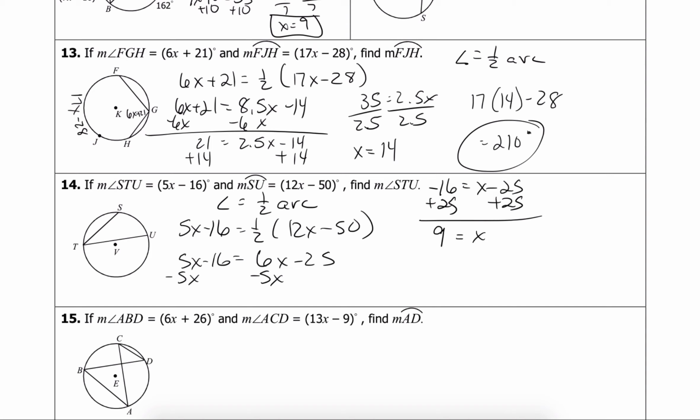Okay, so then this time I'm finding the angle. So I'm going to put that back into the 5x minus 16. 45 minus 16 is 29.